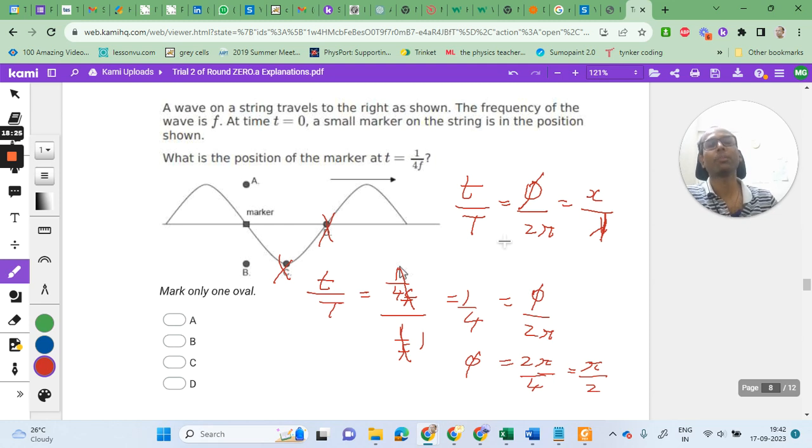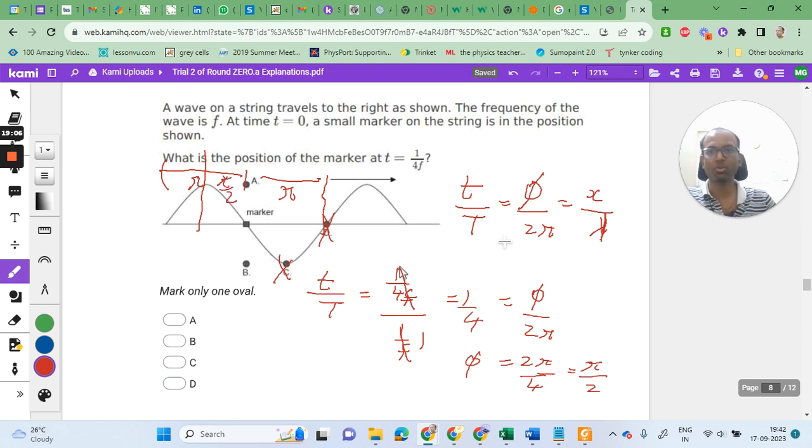Now 2 pi means one complete oscillation, pi means half oscillation, and pi by 2 means 1/4 oscillation. Or in terms of distance traveled, 2 pi means one complete wavelength, and pi by 2 means 1/4 wavelength. So the marker is here, the wave is here. So from here to here, this distance corresponds to pi phase change, and this distance also corresponds to pi phase change. So half of that is pi by 2.